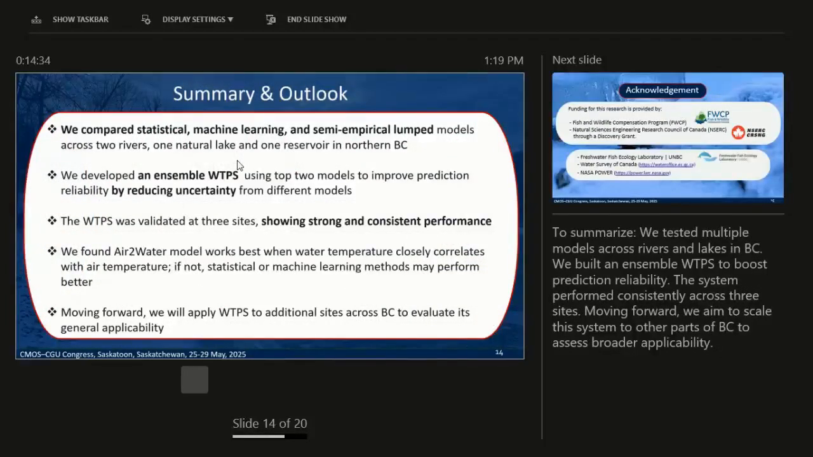So to summarize, we compared different types of models on different types of water bodies, and developed a water temperature prediction system. The results show that the model can be reliable for prediction without relying on observed water temperature. We also found that air to water is so sensitive to water temperature being correlated with air temperature, and if we do not have a reliable water temperature record, it's better to use machine learning models. Moving forward, as I mentioned, we would like to make sure that this water temperature prediction system is reliable to be used in other parts of Canada.